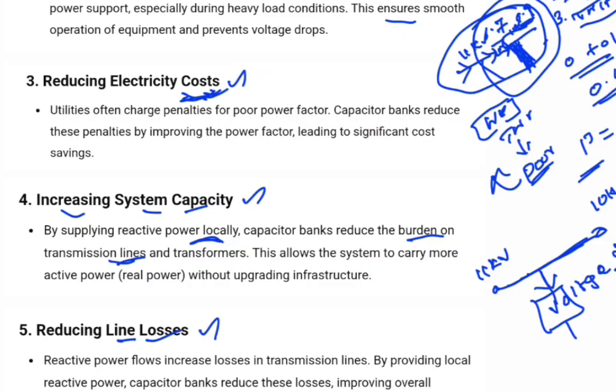So another one is supporting renewable energy systems, like wind or solar. The capacitor bank helps manage reactive power fluctuation, ensuring grid stability. Actually, here there is a wind turbine, and its power comes to the transformer and then to your load. So there may be some fluctuation. Now we connect the capacitor bank here, and it controls the fluctuations.